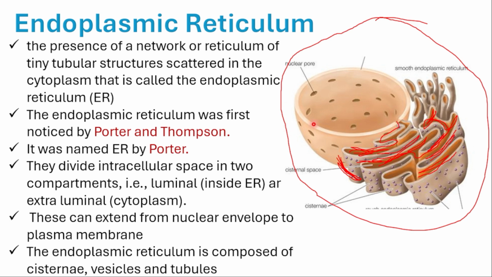So from the nucleus, the endoplasmic reticulum extends up towards the plasma membrane. Keep that in mind. The endoplasmic reticulum is composed of cisternae, vesicles and tubules. They consist of what? Cisternae, vesicles and tubules.